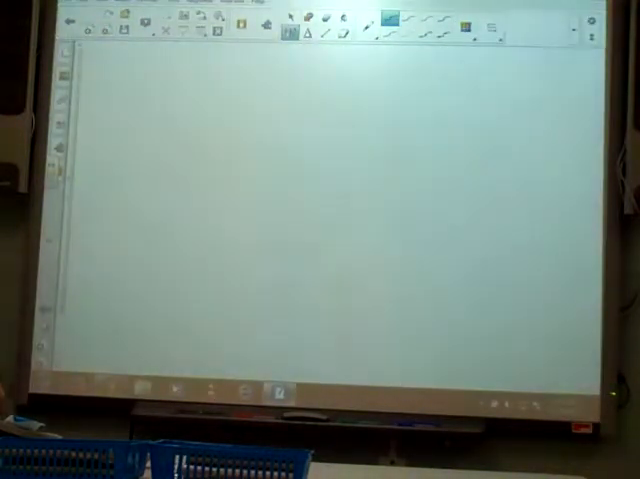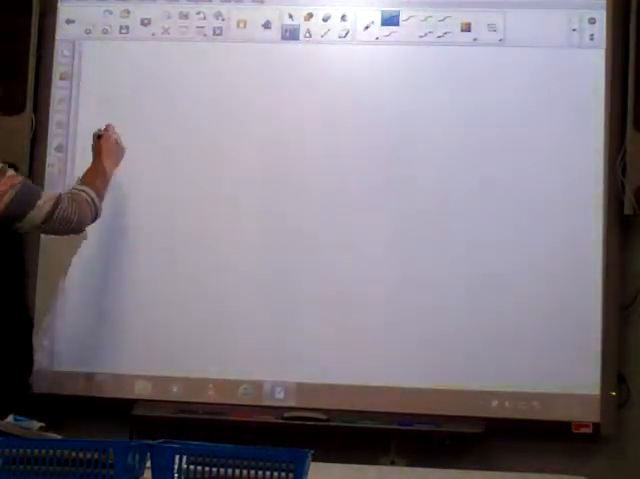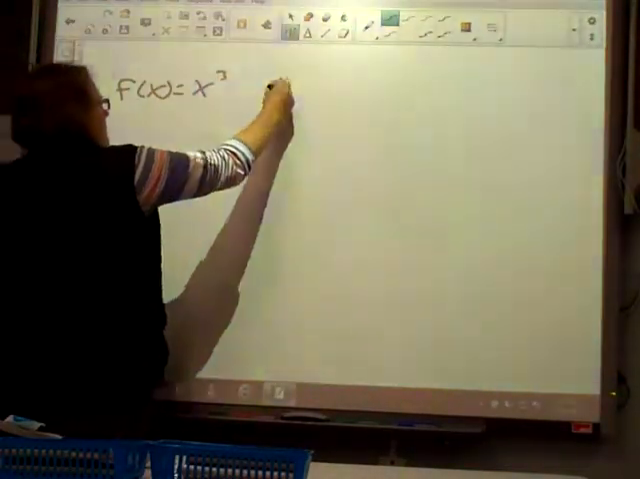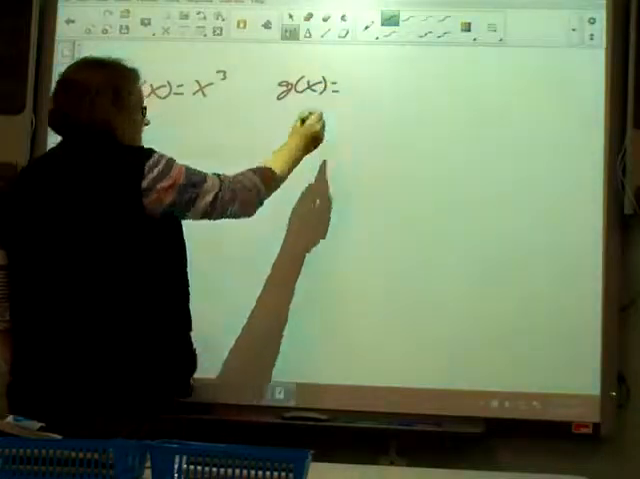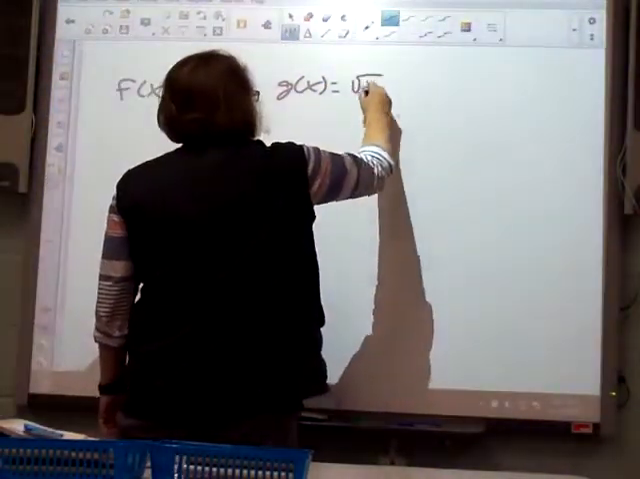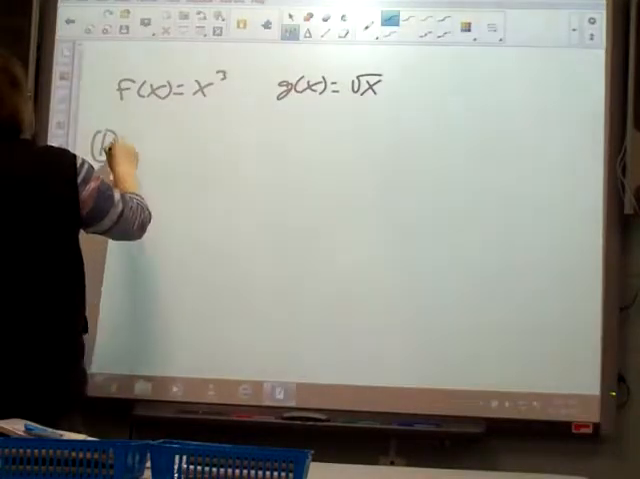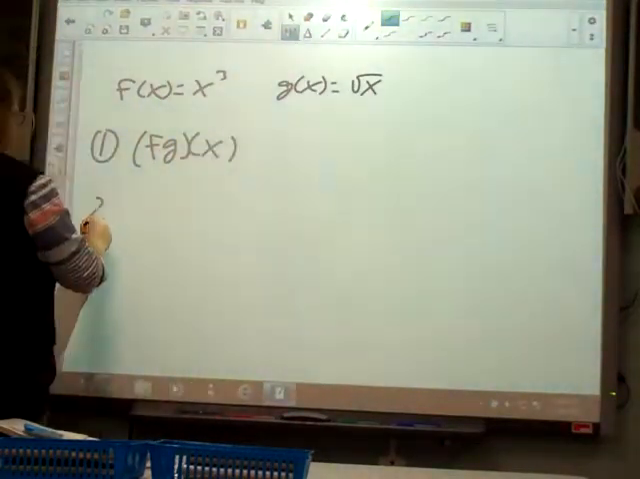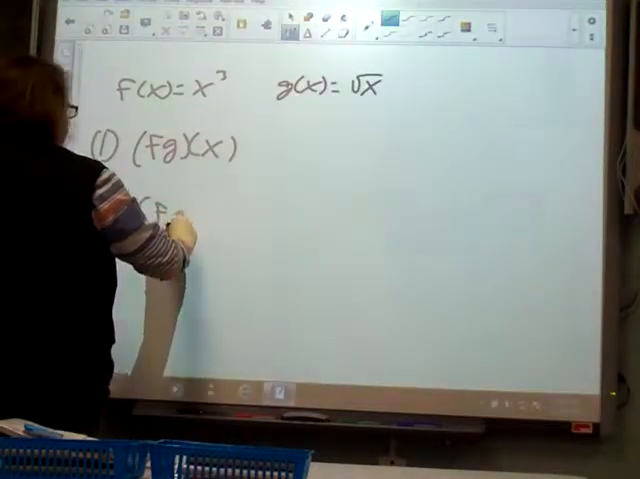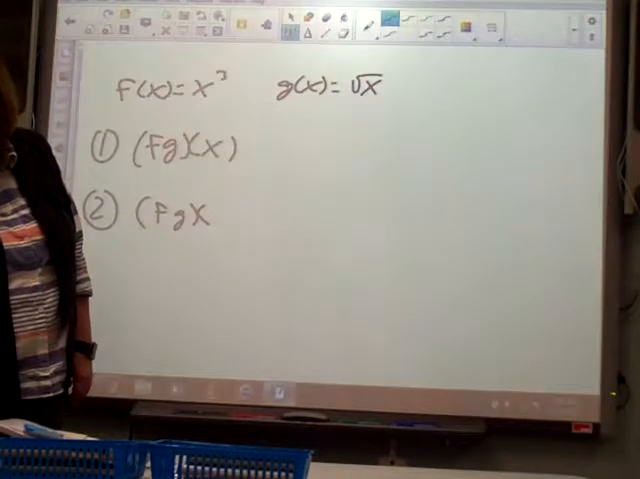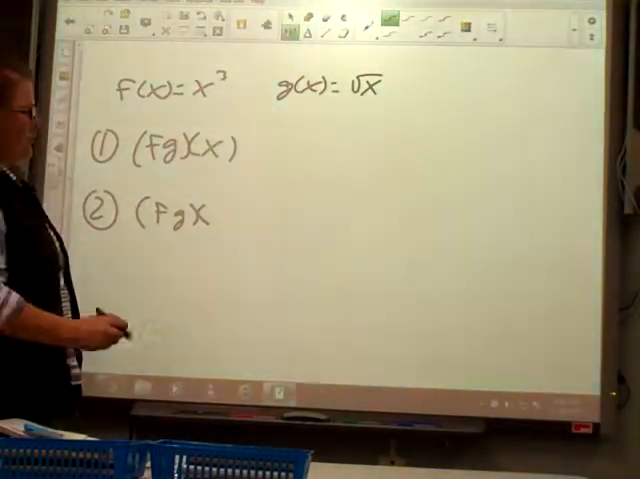All right. Here we've got f of x is x cubed, and g of x is the square root of x. We're going to do the same thing as in the first one. We're going to find f times g of x, and then in the second one, we're going to find f times g of 4.